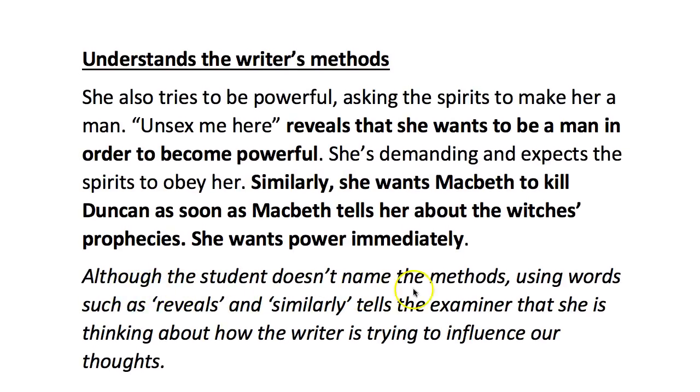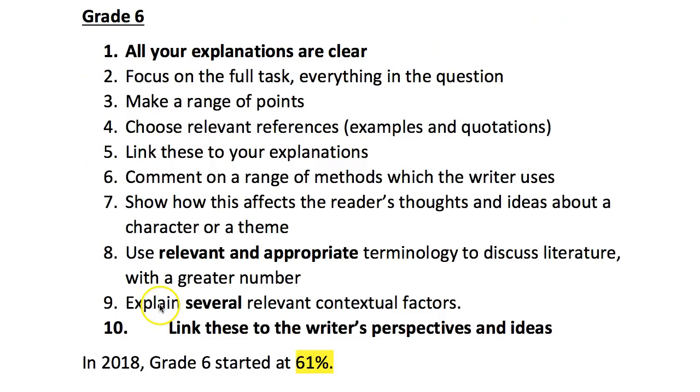Although the student doesn't name the methods, using words such as reveals and similarly tells the examiner that she is thinking about how the writer is trying to influence our thought. So this was point number 7, show how this affects the reader's thoughts and ideas about a character or a theme, and it also starts to do number 10, link these ideas to the writer's perspectives and ideas.